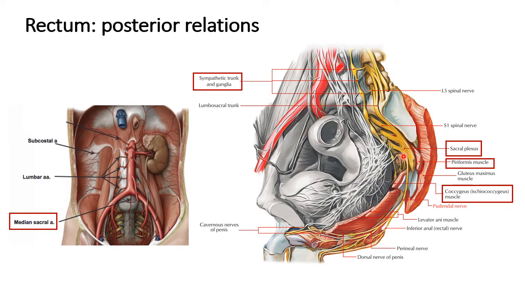Now there is a midline structure which you don't see on this image, but you see on that image, and that's an artery. We call it the median sacral artery. So this is a branch of the posterior side of the abdominal aorta, descends in the midline, anterior to the sacrum, posterior to the rectum. So these are the anterior and these are the posterior relations of the rectum.